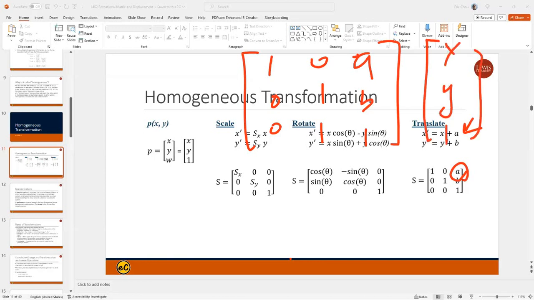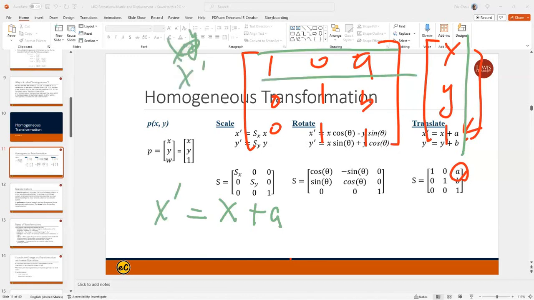S, Y, 1. What happens is this one multiplies this one. You get x plus a equals x prime. This x prime will be equal to this times this. Same thing, y prime will be equal to y plus e. And the last one, 1 equals 1. So basically, you also convert your translation equation into a matrix format like this.